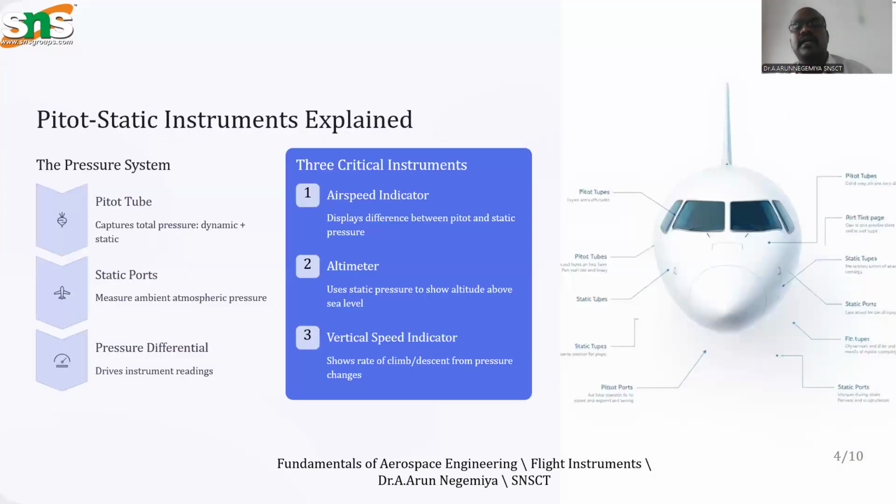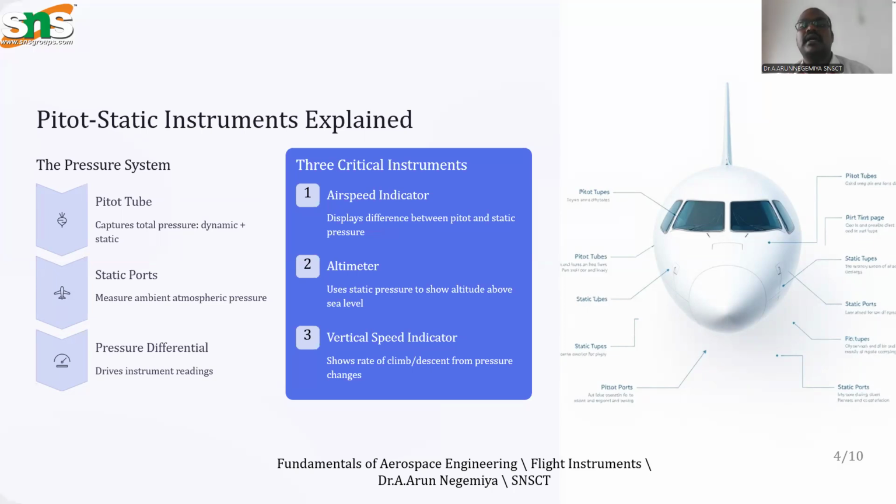And Pitot-Static instrumentation. In Pitot-Static, the total pressure, that is dynamic pressure and static pressure, can be calculated. The Pitot-Static probe can be used to measure the ambient atmospheric pressure. The pressure difference can be calculated in the Pitot-Static system. There are 3 critical instruments we are using for this case.